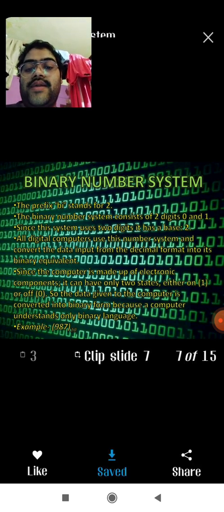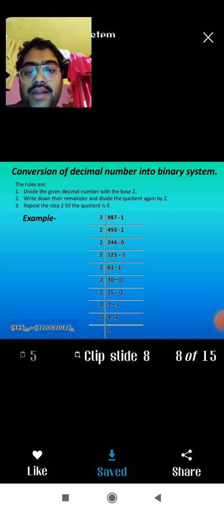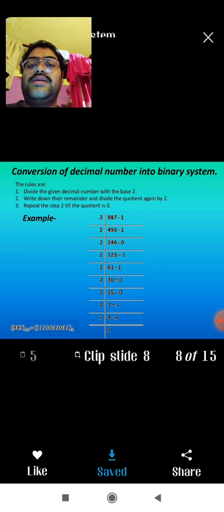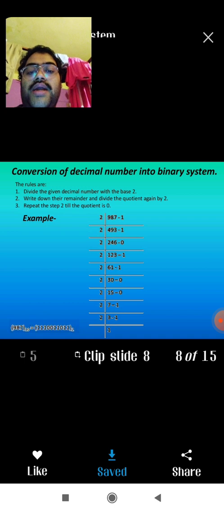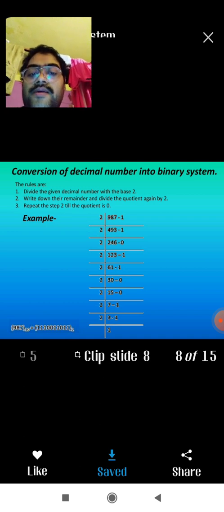Example: 987 base 10. The conversion from decimal to binary system is done by dividing by 2, as it is base 2. So 987 divided by 2, the remainder is 1. Then the quotient is 493, divided by 2, remainder 1. 246, remainder 0. 123, remainder 1. 61, remainder 1. 30, remainder 0. 15, remainder 0. 7, remainder 1. 3, remainder 1.